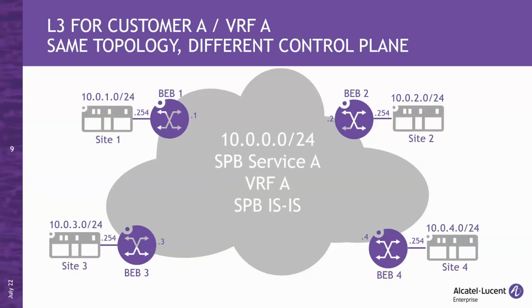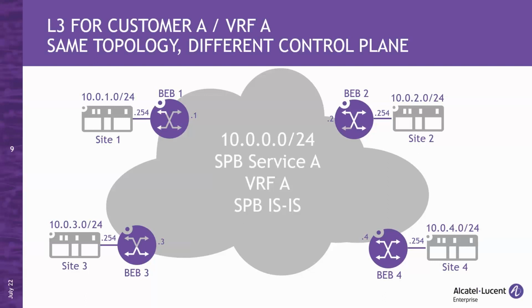For those familiar with MPLS or EVPN, those technologies rely on an IGP, for example, OSPF or ISIS, for backbone node reachability, and MP-BGP, that's RFC 4760, for customer VPN route transport. In SPB Layer 3 VPN, ISIS can play both of those roles, backbone node reachability and customer VPN route transport. Using a single protocol instead of 2 results in a network that is simpler to deploy and operate.